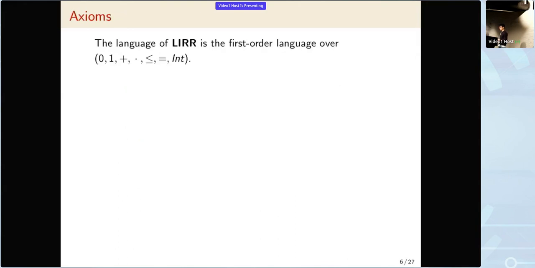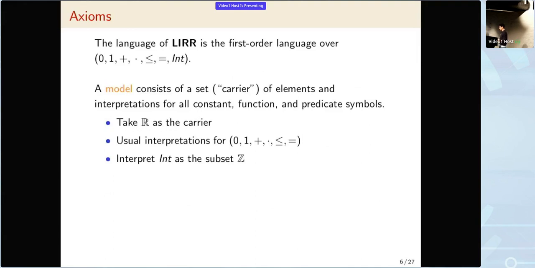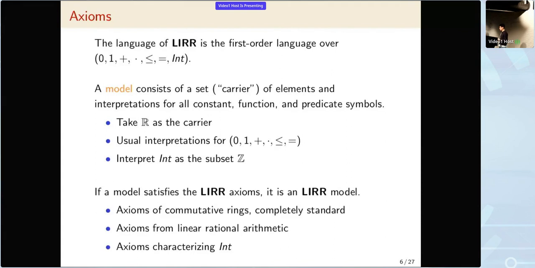So let us start with the axioms. The language of LIRR is the first order language over the signature 0, 1, plus, times, less than or equal to, equality, and a unary predicate called int, which you can read as integer. A model consists of a set, typically called a carrier, of elements and interpretations for all constant, function and predicate symbols. So for example, we can take the set of real numbers as a carrier. We can interpret 0, 1, plus and so on in the usual way. And we can interpret int as the subset of integers. If a model satisfies the LIRR axioms, it is an LIRR model.